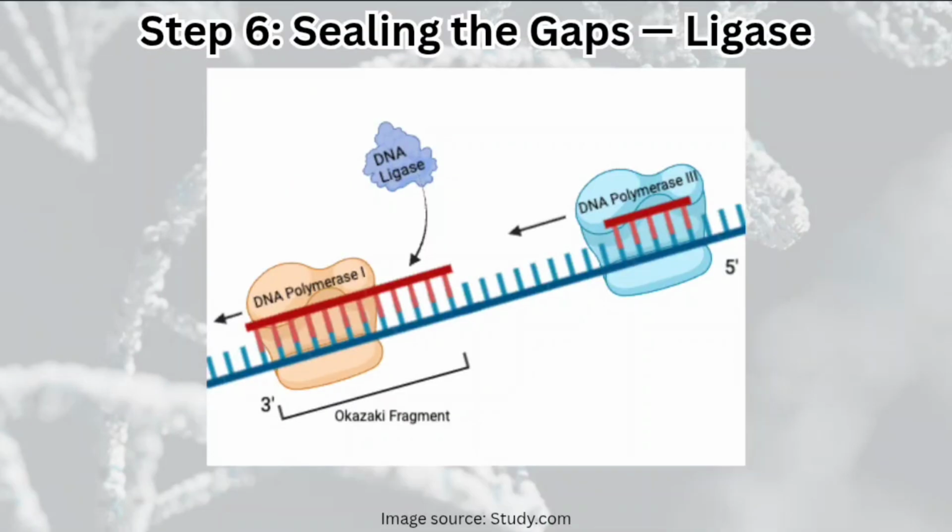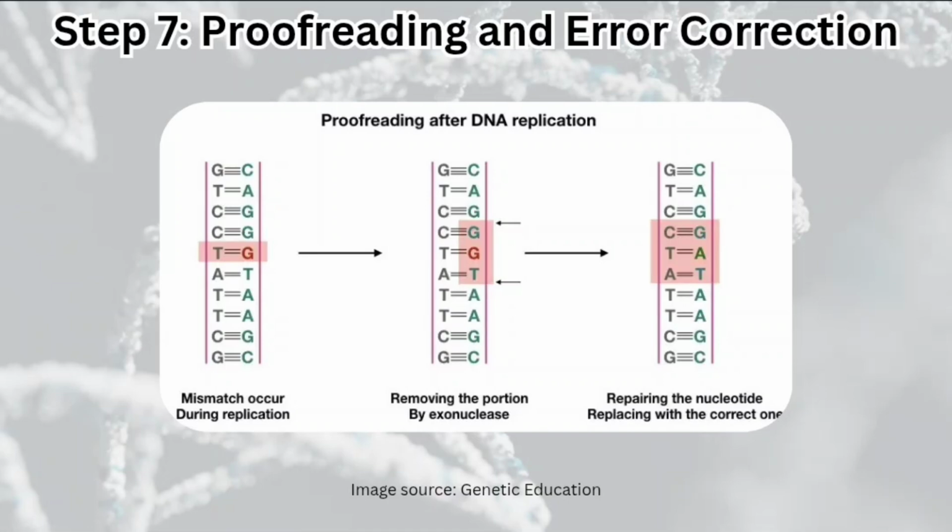Once the Okazaki fragments are laid down, gaps remain between them. DNA ligase acts like a molecular glue, sealing these fragments into one continuous strand. The final step is proofreading, or error correction. Replication must be nearly flawless. DNA polymerase has a built-in proofreading function.